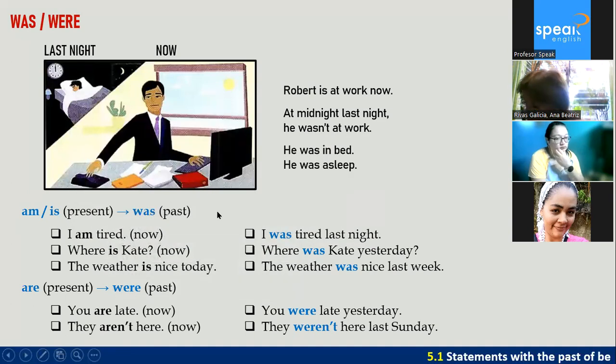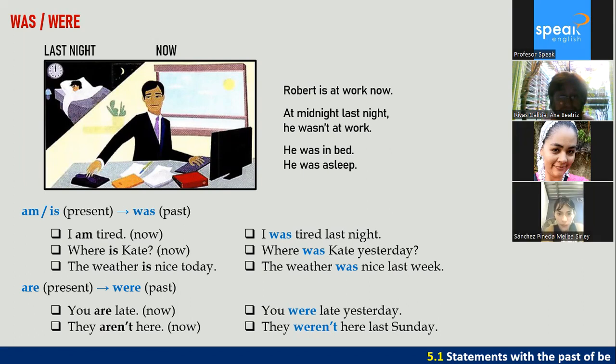So for example, here we have am and is in present. You can say I'm tired now and I was tired last night. I can ask a question: Where is Kate now? And where was Kate yesterday? The weather is nice today. The weather was nice last week. So in this case, we are using the equivalent of the verb to be, but in the simple past.